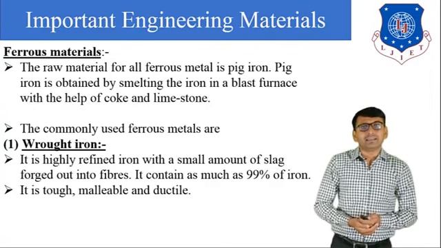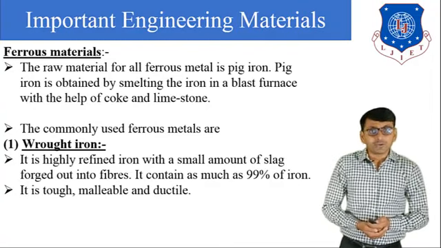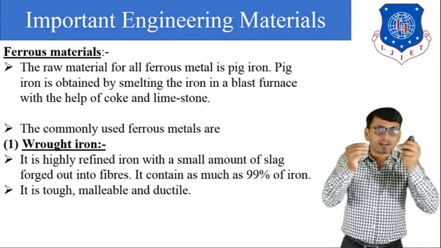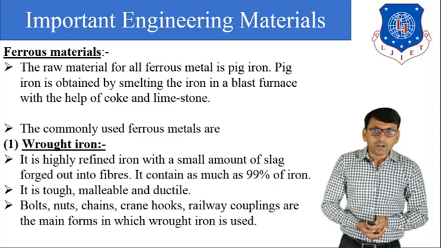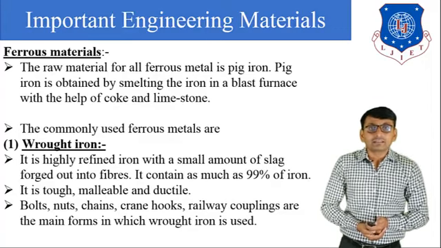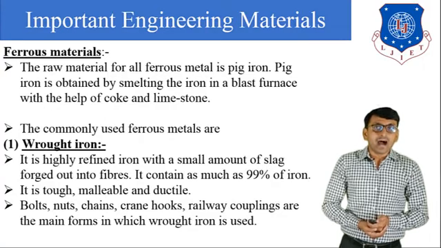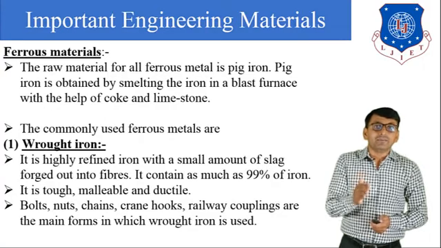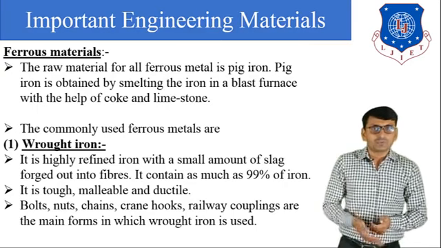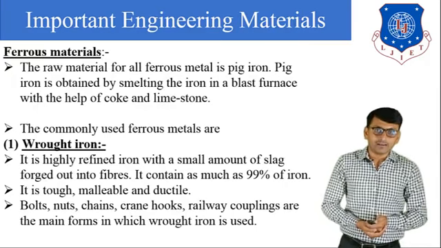What do we mean by ductility? It is the property of a material by which we can convert it into wire shape. Bolts, nuts, chains, crane hooks and railway couplings are the main forms in which this iron is used. So this is about wrought iron.